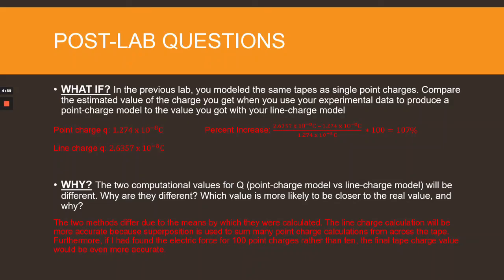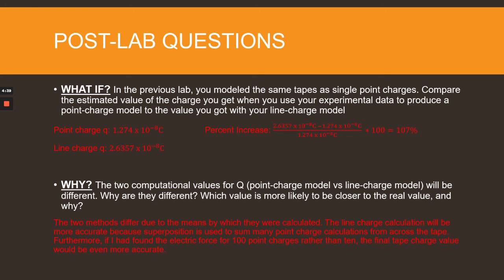To answer the what if question, we need to compare the tape charge values from Labs 1 and 2. Because the visual differences can be seen in the previous slide, I decided to look at the percent increase. As seen from the formula, the line charge Q is 107% greater, or over 2 times the point charge value. So, why are they so different, and which is more accurate?